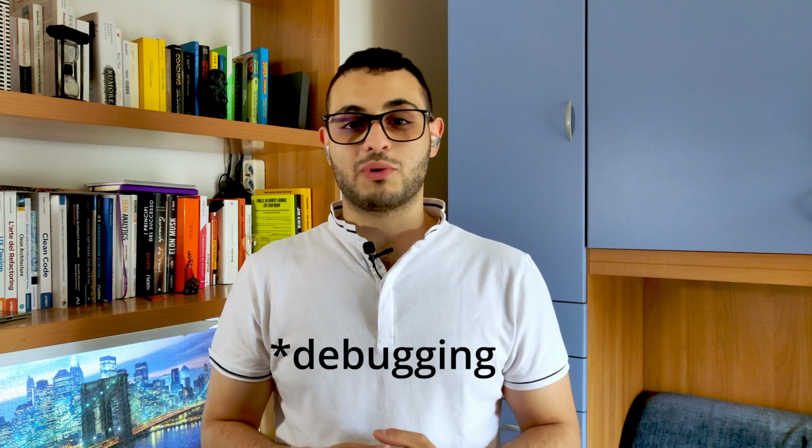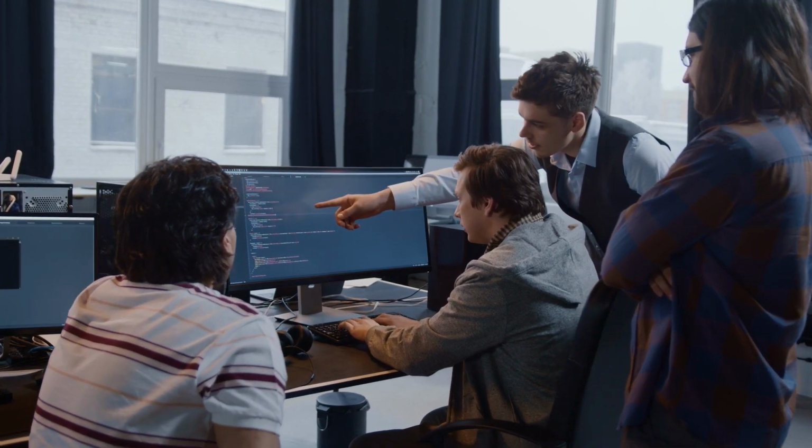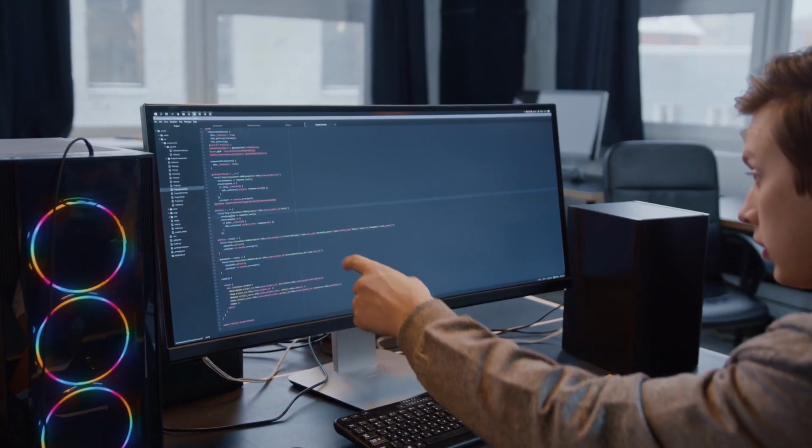The name rubber duck debugging comes from the book The Pragmatic Programmer. In the story, a software engineer would carry around a rubber duck and explain their code whenever a problem came out. Often, just by articulating the problem and explaining the code, the programmer would find the solution without further assistance.